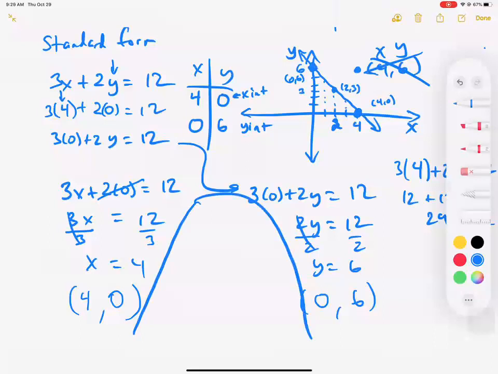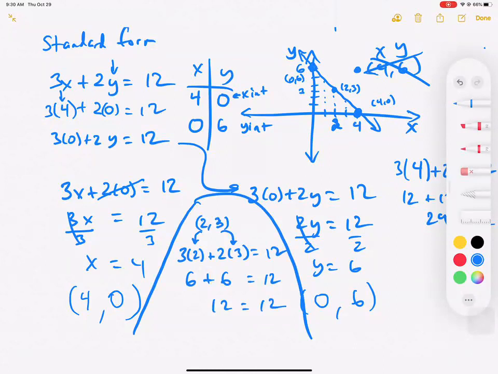If I say x is 2 and y is 3, would that be an answer for my equation? 3 times 2 plus 2 times 3 equals 12, right? Where this is my x and this is my y value. 3 times 2 is 6. 2 times 3 is 6. Ooh, is this equation balanced? Is this a true statement? Yeah.